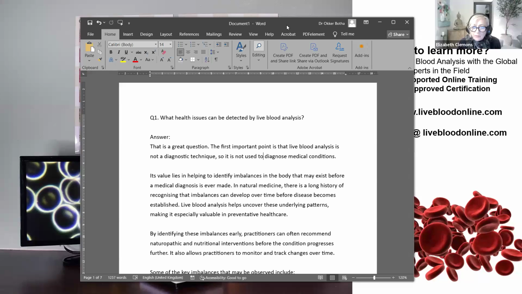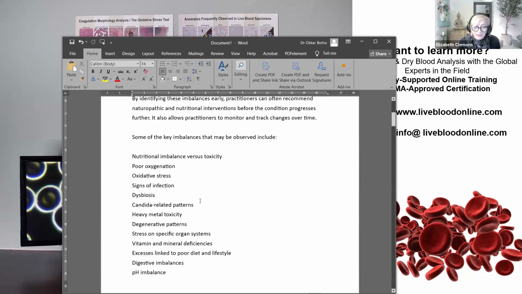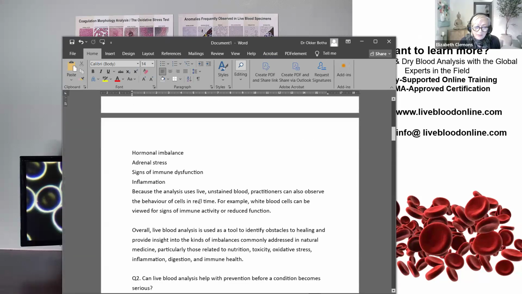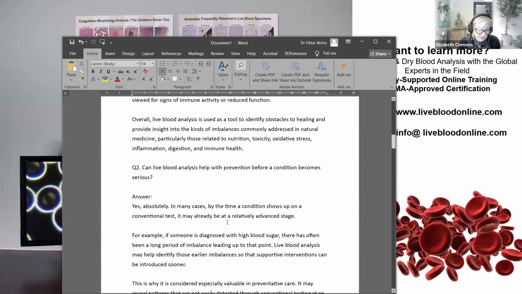We do have some questions that have been sent in by inquiries that are not able to be at the meeting today. But I think you've actually answered most of them. In fact, you've already answered what health issues can be detected with live blood analysis. Another question is, can live blood analysis help with prevention before a condition becomes serious?